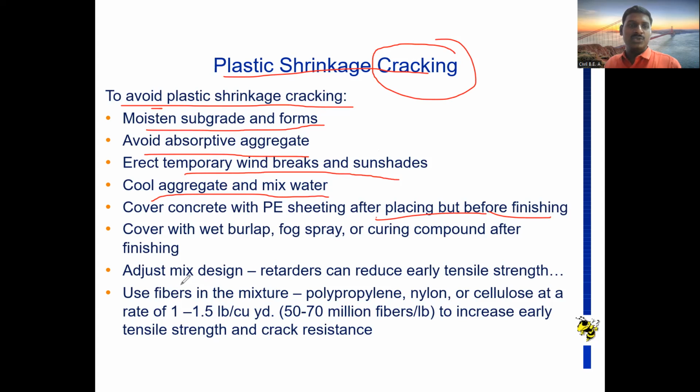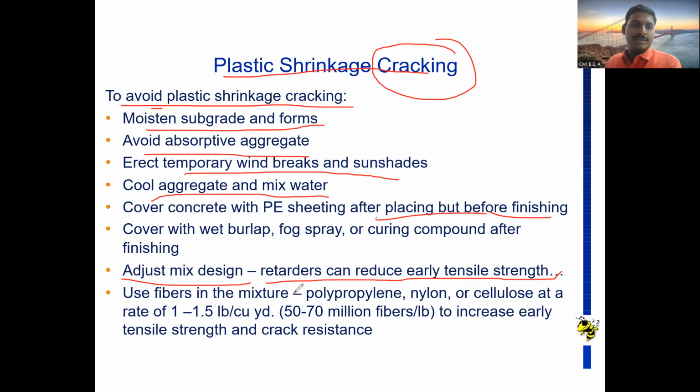And also we have to adjust the mix design to avoid this plastic shrinkage cracking. How? Retarder can reduce the early tensile stress. So we can use a retarder admixture for the early tensile strength. So to get the tensile strength for the concrete, we have to add the retarder.